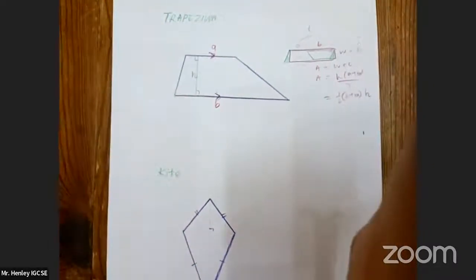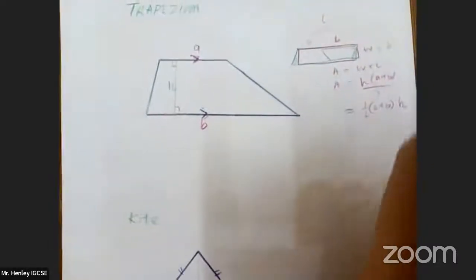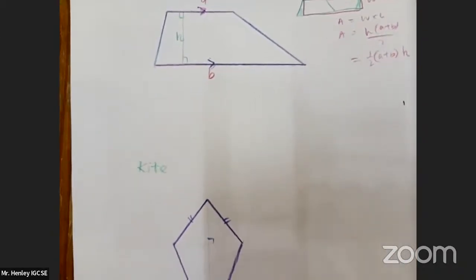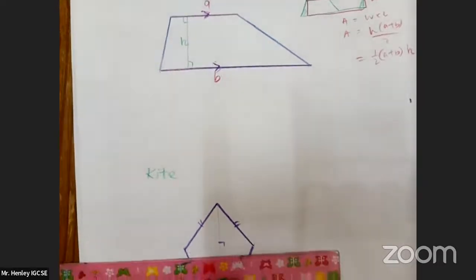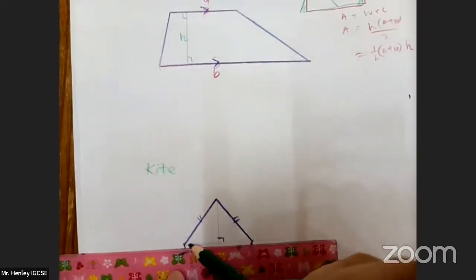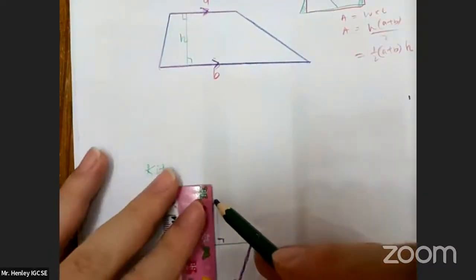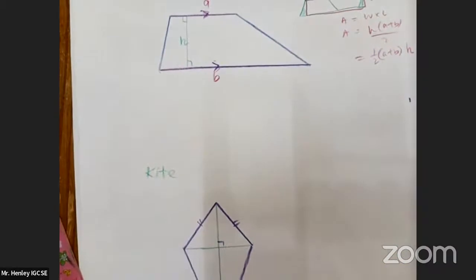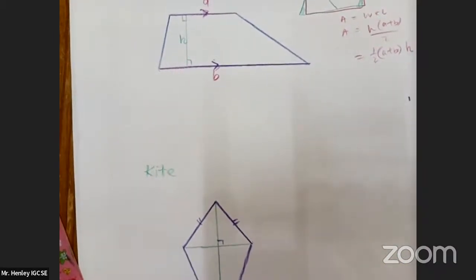Let me lower it down again so you can see clearly. The next shape you need to learn is the kite. A kite also has two pairs of sides with the same length, but there is no parallel line for this shape.